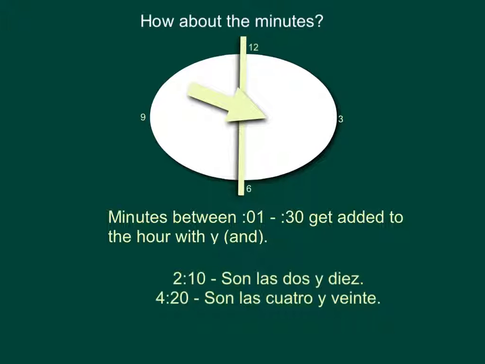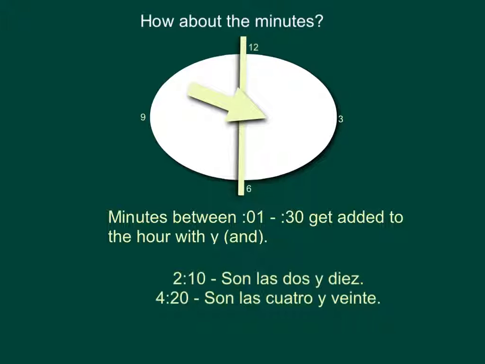So if I want to say that it's 2:10, I would say son las dos y diez. The y is telling me it's 2 and 10 minutes, 2 o'clock and 10 minutes. If I want to say 4:20, I'm going to say son las cuatro y veinte. So now I know that it's 4 o'clock and 20 minutes.